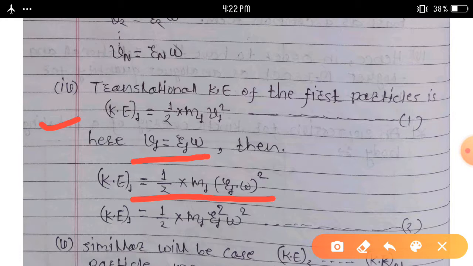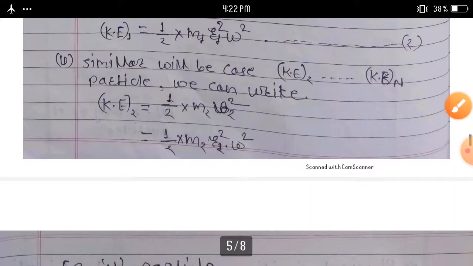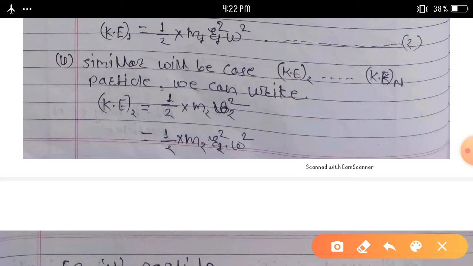Consider this equation number two. Similarly, we can write the kinetic energy for the second particle and the kinetic energy of the nth particle. The kinetic energy for the second particle is equal to 1/2 into m2 v2 square, which becomes 1/2 into m2 r2 square into omega square.